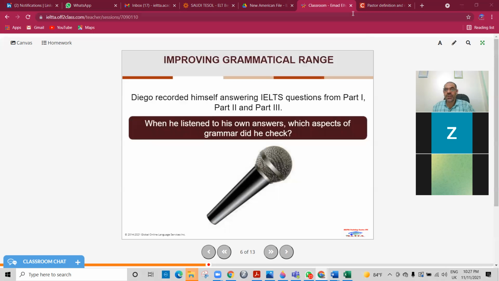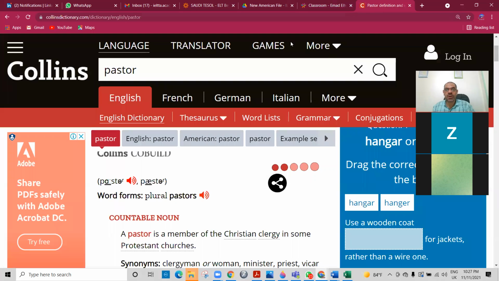One way of checking your pronunciation, you can use this dictionary, for example, or Cambridge, and so on. And I would also recommend here in your mobile, you can download this app, U Dictionary. And what is the benefit of U Dictionary? I will show you.